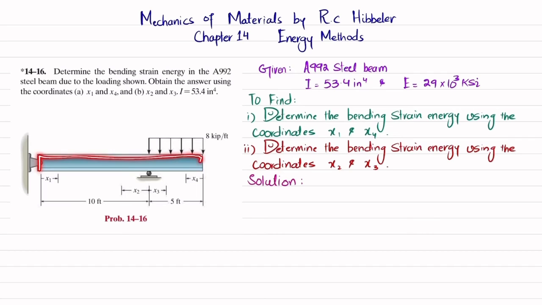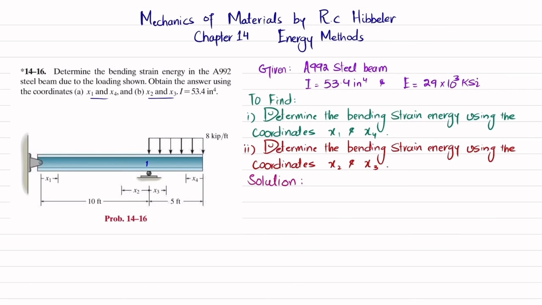So you can see this is the beam where the loading is shown from this point till this. We have 8 kips per feet. At this end, we have a pin support, and at this point, we have a roller support. So you have to find the bending strain energy due to first the x1 and x4 coordinates and then the x2 and x3 coordinates. So let's start with the solution.